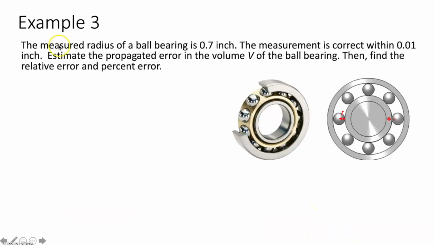Now example 3 says the measured radius of a ball bearing is 7/10 of an inch. The measurement is correct within 100th of an inch. Estimate the propagated error in the volume of the ball bearing. Then find the relative error and percent error.